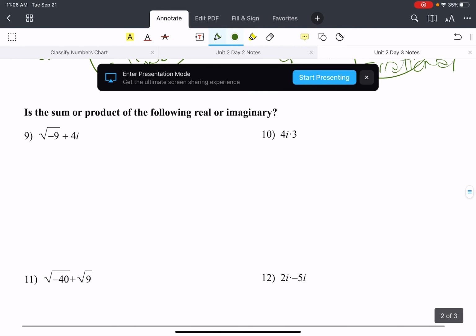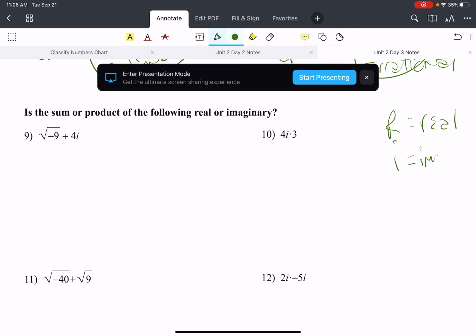Okay, let's go to number 9. So I want to do some examples of this. Yeah, so is the square root of -9 an R or an I? Is it real or imaginary? Good. So that's an I plus another I. Imaginary plus imaginary, right? So is my answer imaginary or real? Imaginary. An I plus an I is still an I.